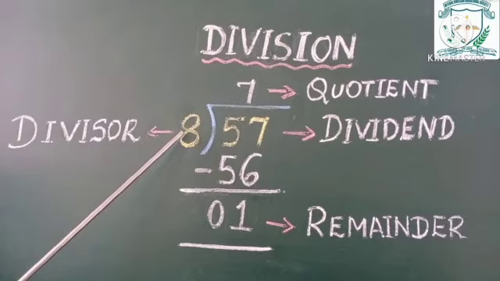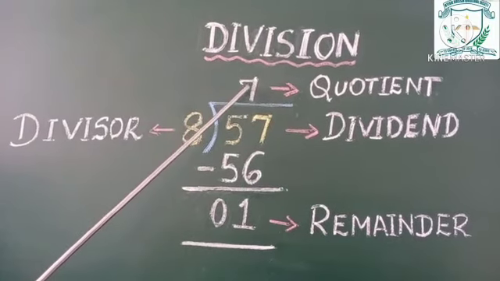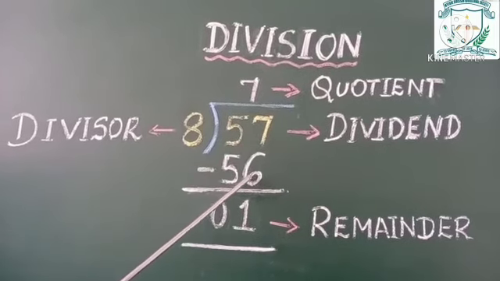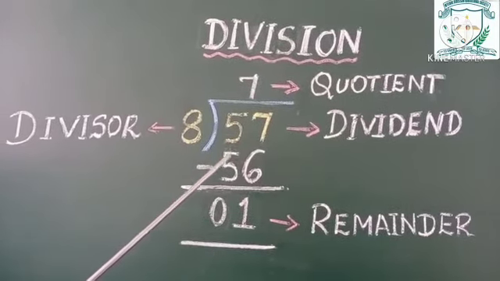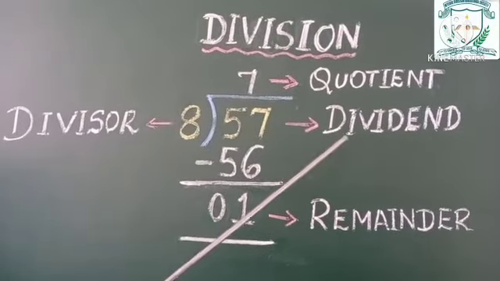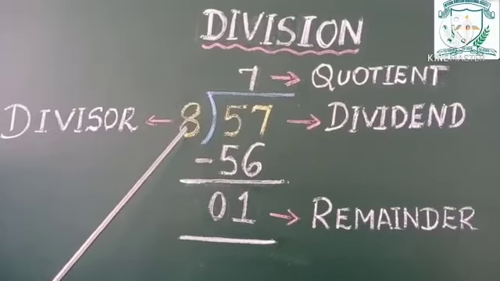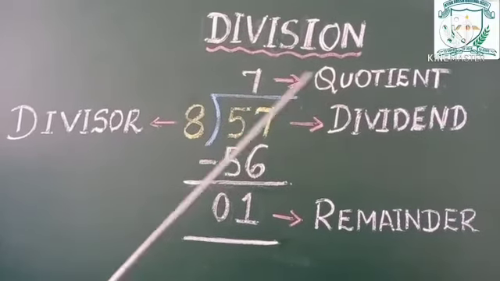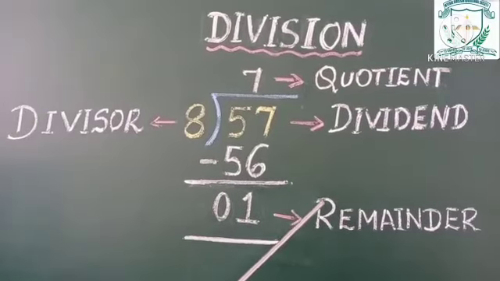57 divided by 8. 8 sevens are 56. So subtract: 7 minus 6 is 1. 5 minus 5 is 0. Here 57 is the dividend. 8 is the divisor. 7 is the quotient and 1 is the remainder.